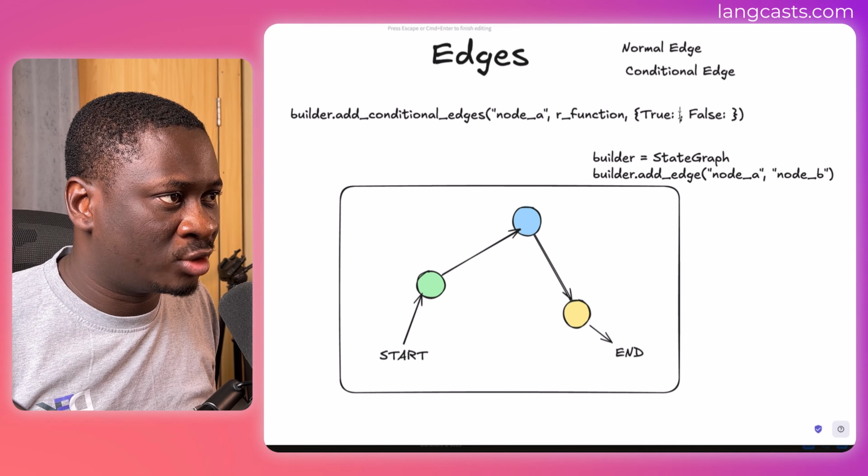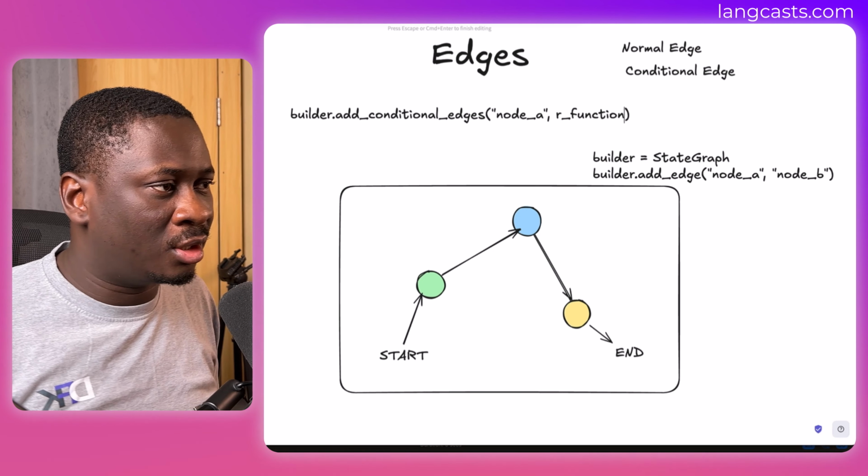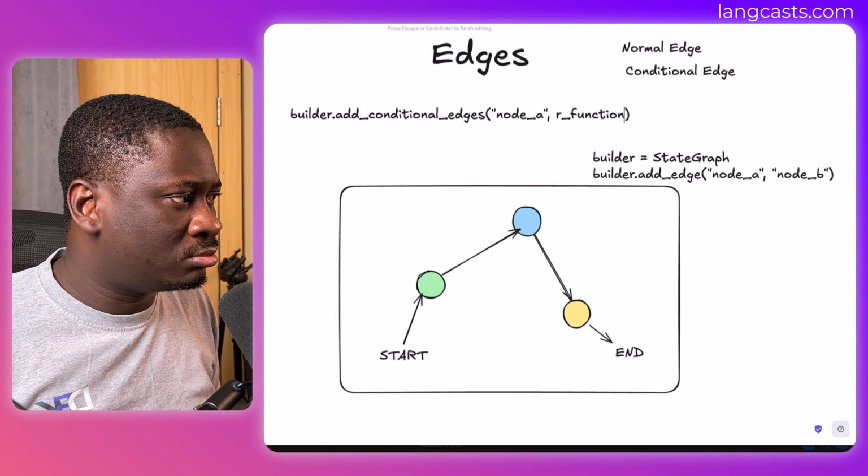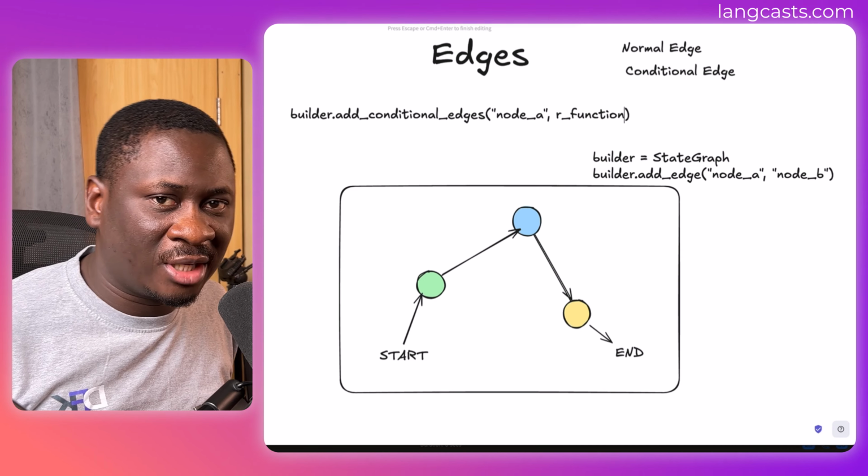So you can either do it this way, where you return a Boolean from your routing function, and if it is true, it goes to this node, and if it is false, it goes to this node. Or you can just say, I'm going to return a string value from my routing function, which is the name of the node I want to route to next. So that's how you add conditional edges. Let us go to VS Code and see how we can work with edges.